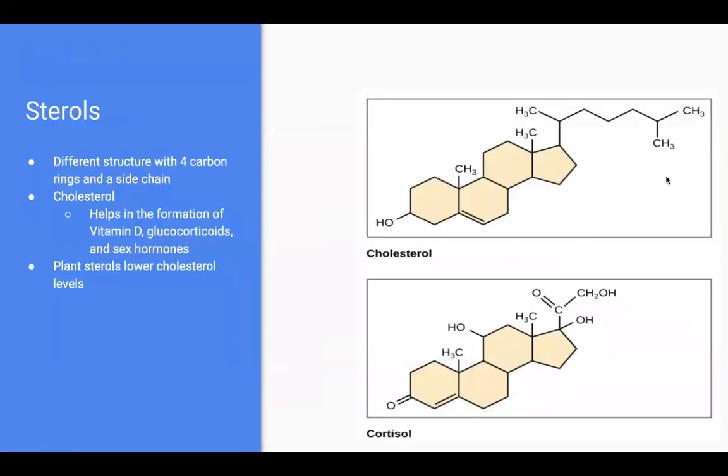Our final fat group is sterols. As we can see here, molecularly speaking, these are the most different of the 3. We can see here that there's 4 carbon rings instead of carbon chains. Sterols are part of cholesterol. We do need cholesterol in our bodies. It helps with the formation of vitamin D, and it also helps in the production of sex hormones. Plant sterols are actually important in counteracting the damage that dietary cholesterol can have on the body.